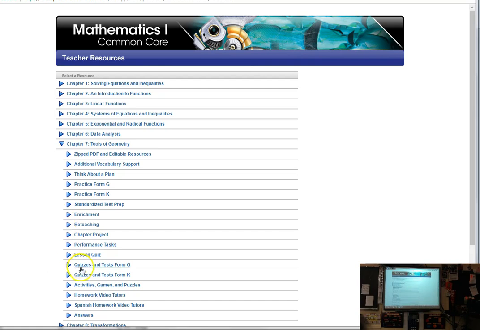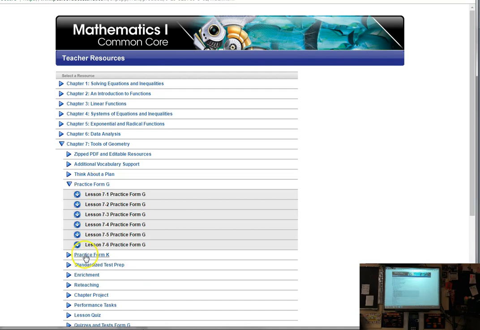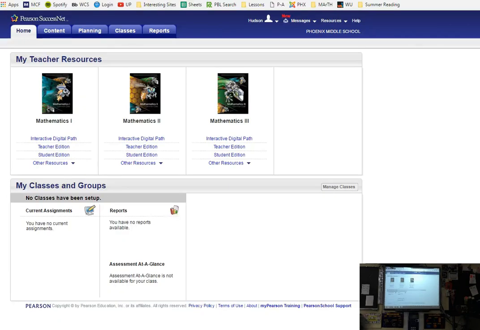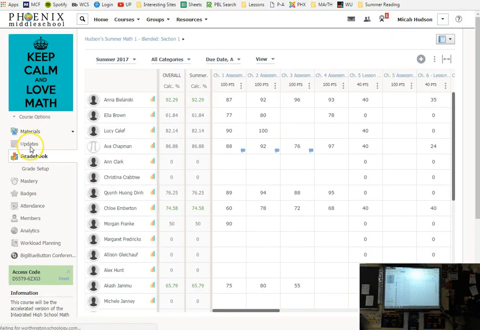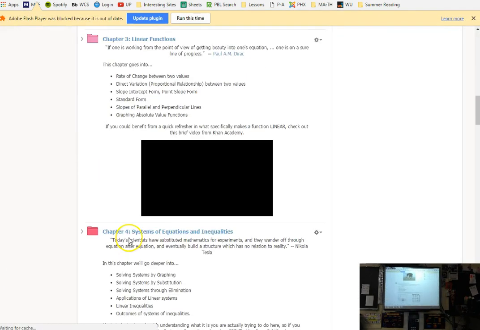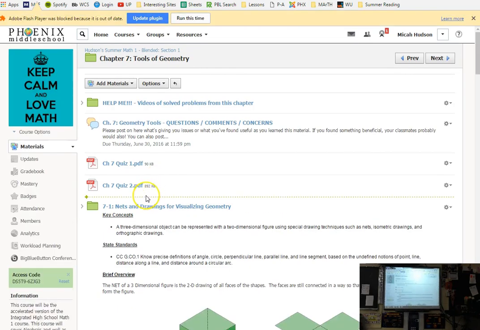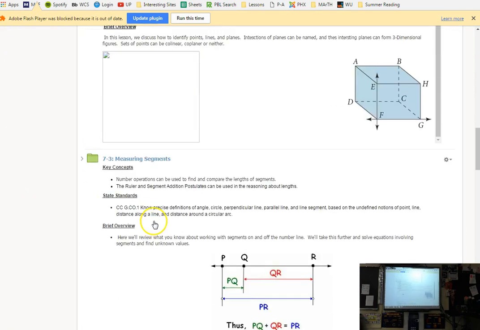Target 7-1. What practice forms did we do this chapter? Did we do G's or K's? G's. 7-2. I know these chapters are slightly easier. I might just pop over here on the school and look at this. 7-3. Oh yeah, this was geometry. This is why no one's asking questions.